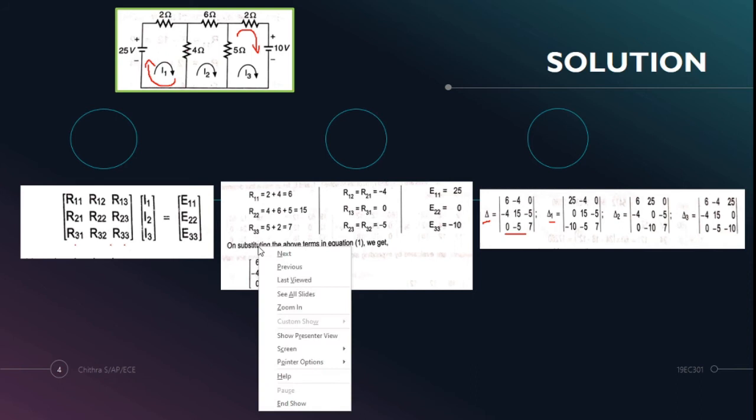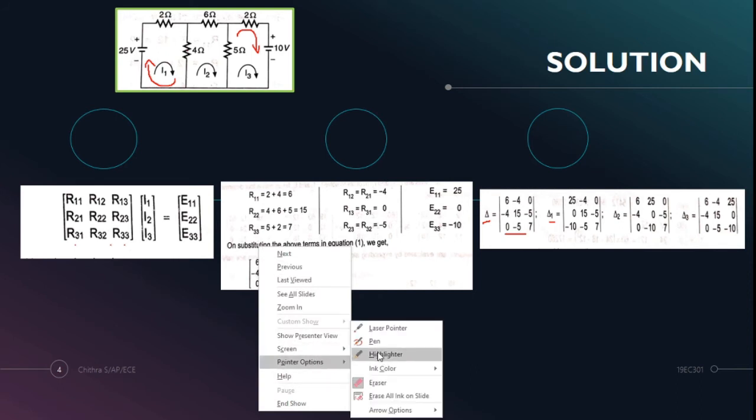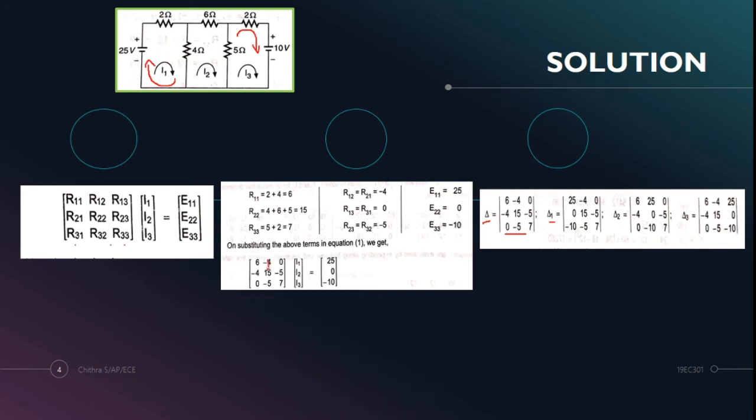So delta 2 means what we have to do? I'm going to remove the second column and replace this with the voltage source values. So the second column alone will be 25, 0, minus 10. The remaining two columns will be retained as such. And delta 3, in a similar way, the first two columns will be retained. Remove the third column and replace it with the voltage source values 25, 0 and minus 10. So this is how we find delta 1, delta 2 and delta 3.